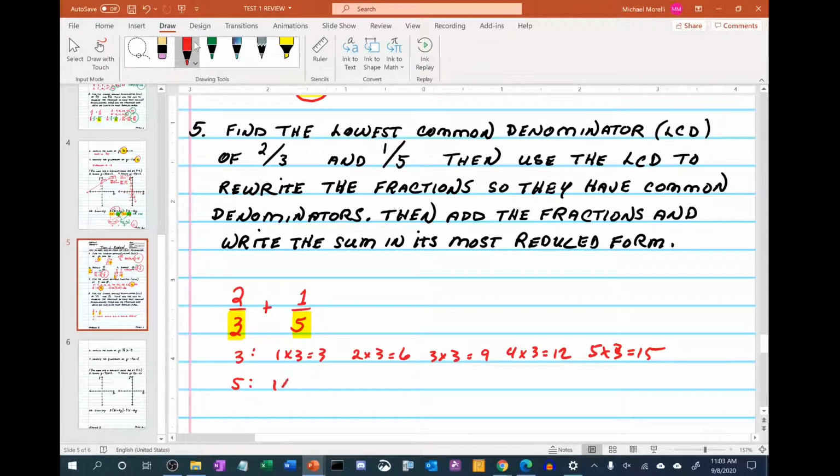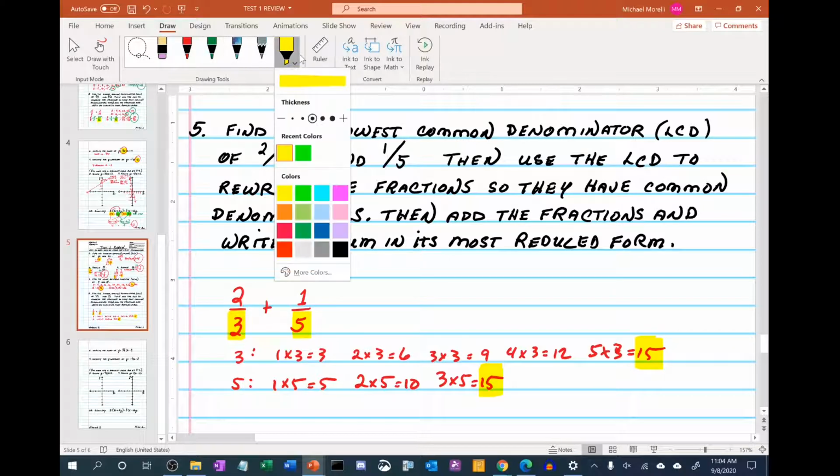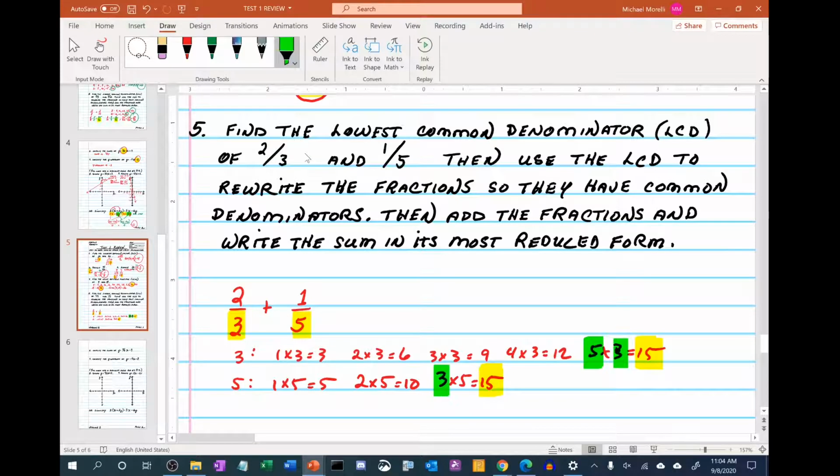Okay? 1 times 5 equals 5. 2 times 5 equals 10. 3 times 5 equals 15. Stop. Because I see that my LCM, my least common multiple, is 15. And if we look at the component factors of 15 in both sets, it's 5 and 3 and 3 and 5, okay? Many of you are very familiar with this. This is just a little bit of review in how we come up with these.